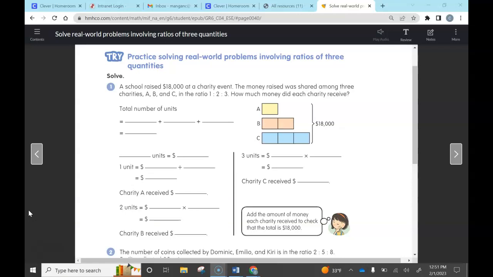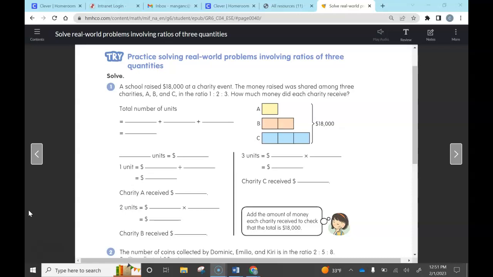So let's turn to page 204. We looked at regular ratio problems. Now we're going to take a look at practice solving real-world problems involving ratios of 3 quantities. We're used to just looking at 2 quantities, but we're going to take a look at 3 now. So this is on page 202, and I'd like you to work this out with me.